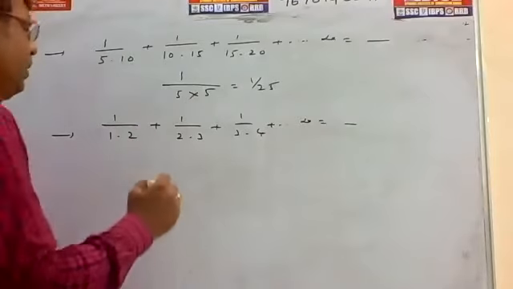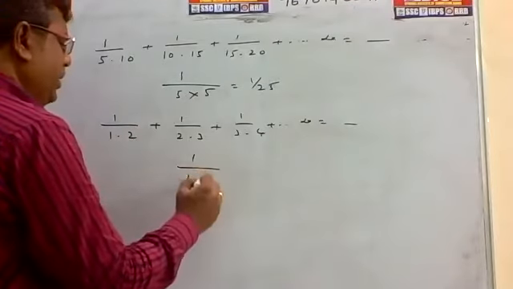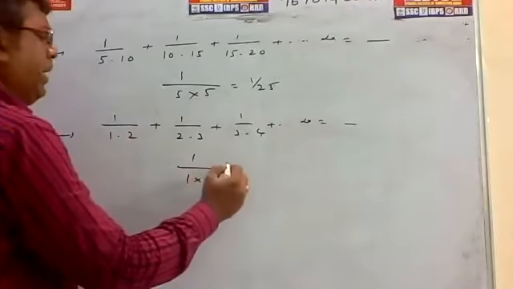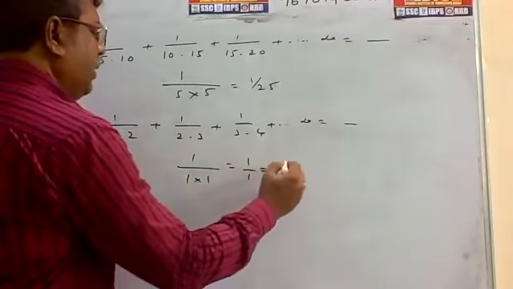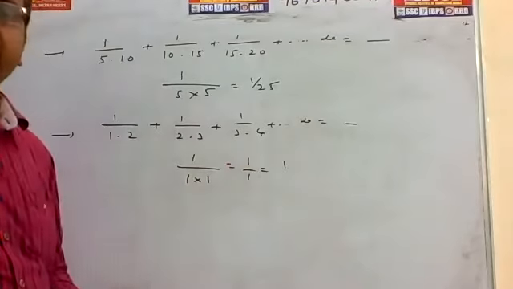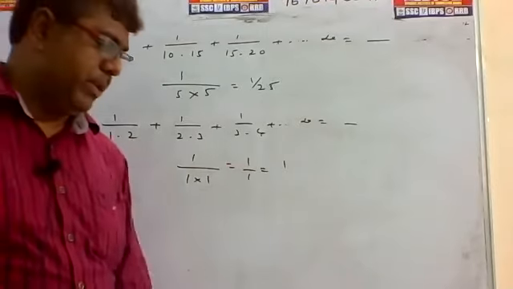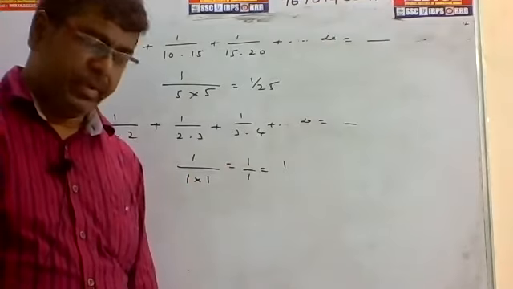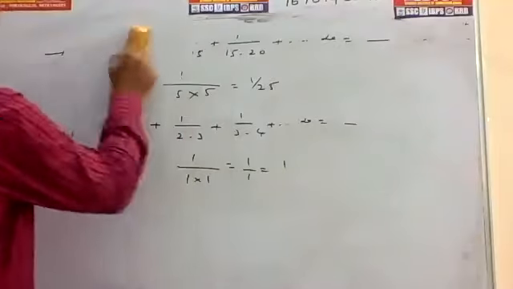So it becomes 1 by, first term is 1, difference 2 minus 1 is 1, so 1 by 1 into 1, nothing but 1 is the answer. Very good answers. Next one. Next, new model.